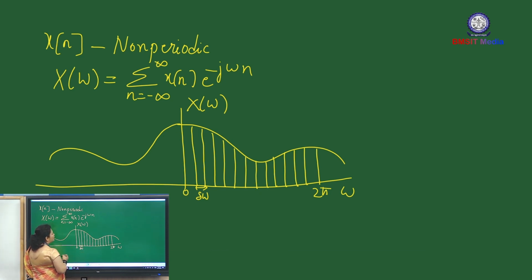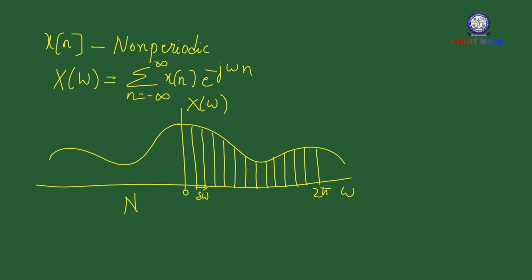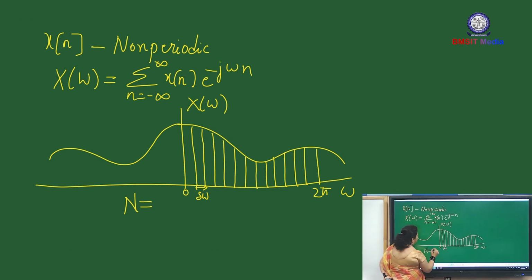Okay, now let us find out how many samples we get in this duration. Let me indicate the number of samples as N. So N is equal to the fundamental period 2 pi divided by the spacing between the samples. Now to indicate how many samples there are in this duration, I will take an index k. So this k tells us how many samples there are in the duration 0 to 2 pi.